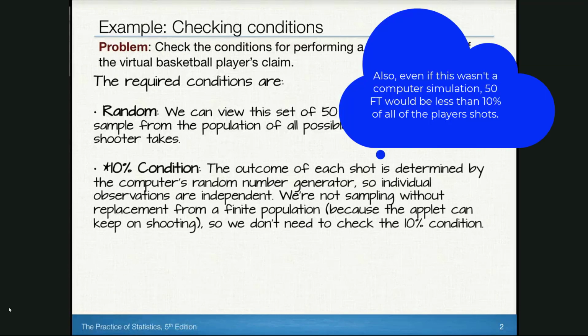For the 10% condition, the outcome of each shot is determined by the computer's random number generator, so individual observations are independent. We're not sampling without replacement from a finite population because the applet can keep on shooting, so we don't need to check the 10% condition.